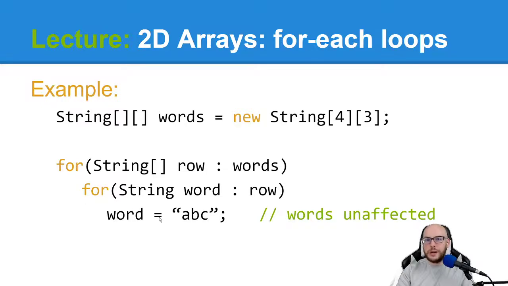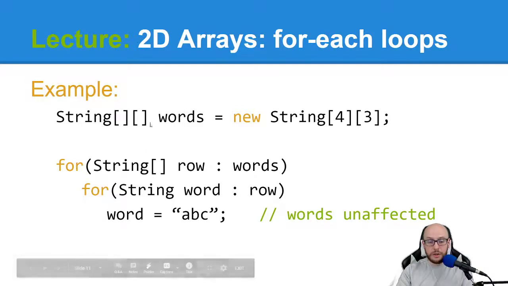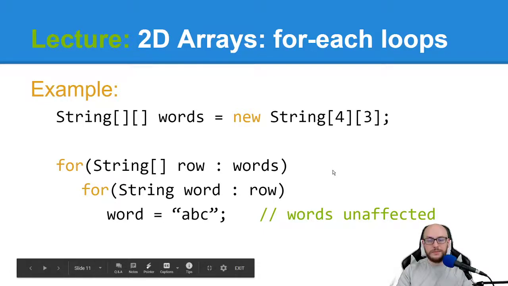But a mutator method is different. You can have an object mutate itself using its own mutator method. What you can't do is modify the contents of an array or a 2D array just by changing a pointer. That's not going to get you there.